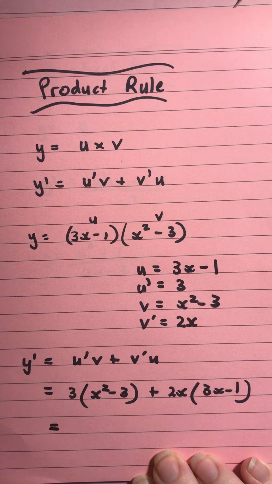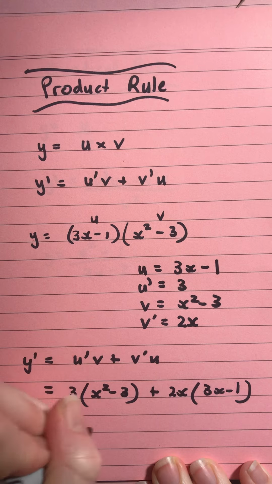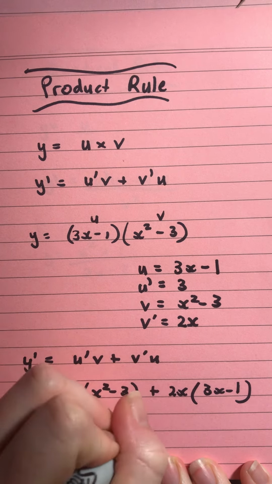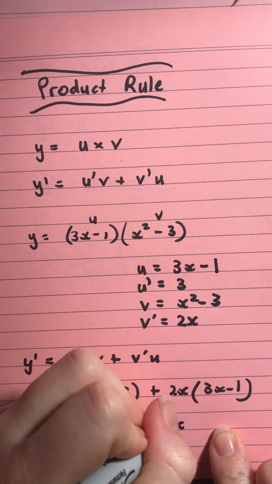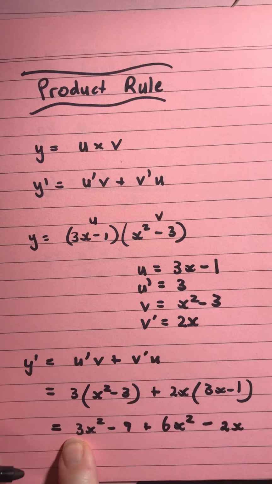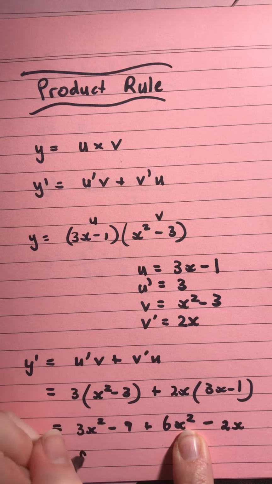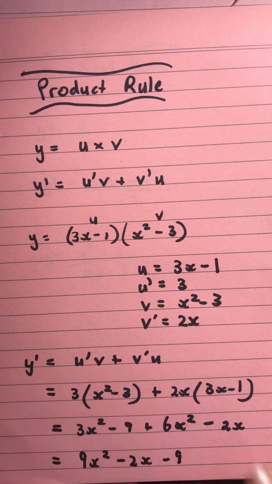Sometimes questions will ask you not to expand and simplify. If we do that, we get 3x squared minus 9, and then here we've got 2x times 3x is 6x squared take 2x. So we can go 3x squared plus 6x squared is going to be 9x squared take 2x take 9. We can look and see if we can factorize that, or we can leave it in that form.